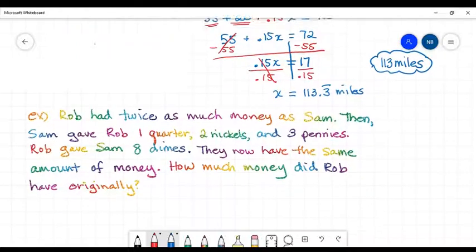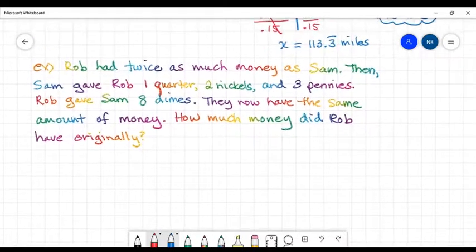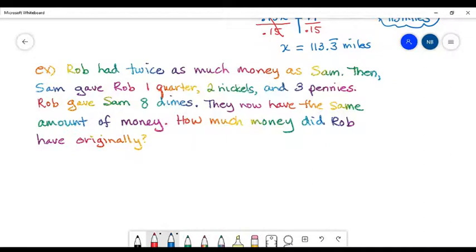All right, we've got one more problem. This one's pretty crazy sounding. Rob had twice as much money as Sam. Then Sam gave Rob 1 quarter, 2 nickels, and 3 pennies. Rob gave Sam 8 dimes. They now have the same amount of money. How much money did Rob have originally?